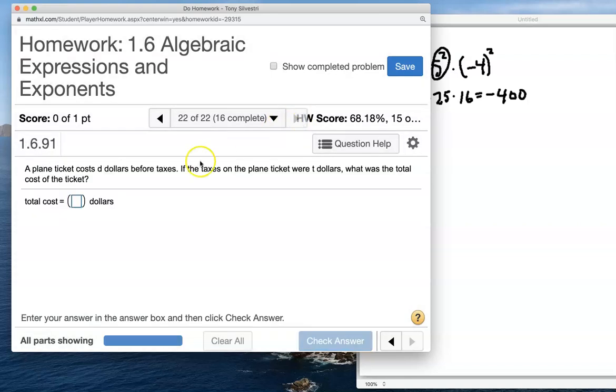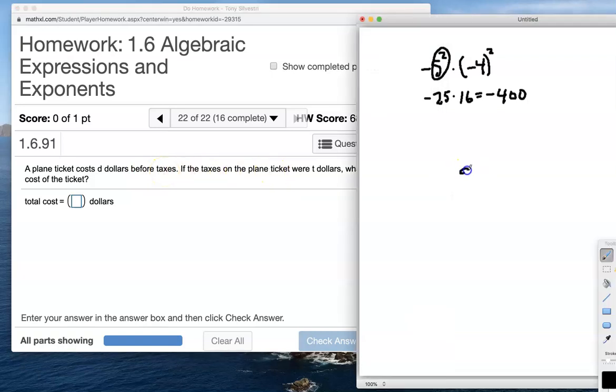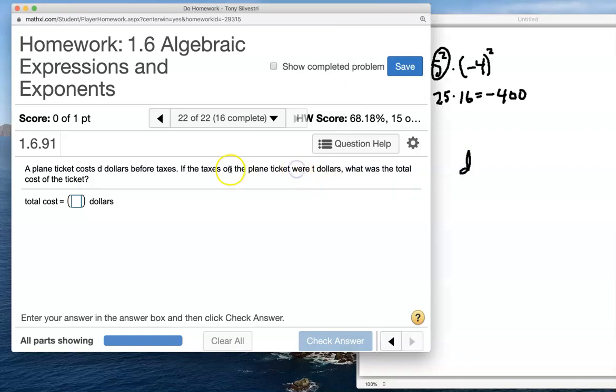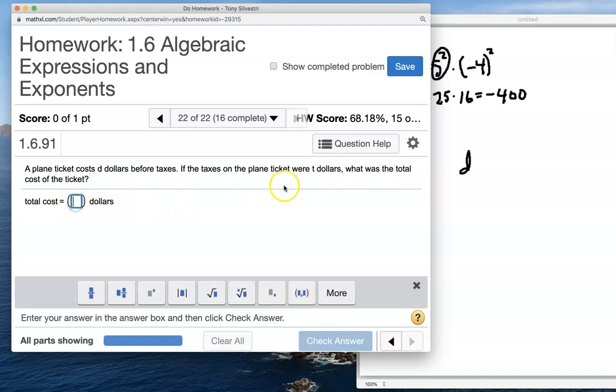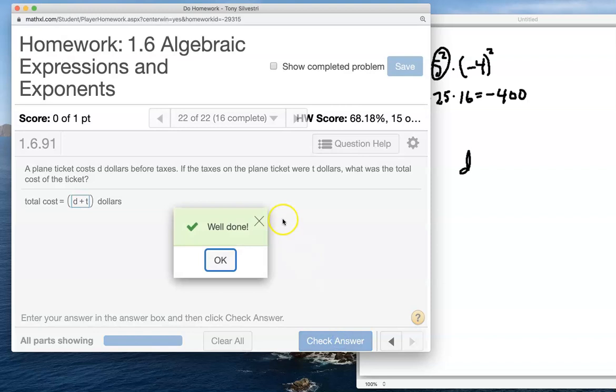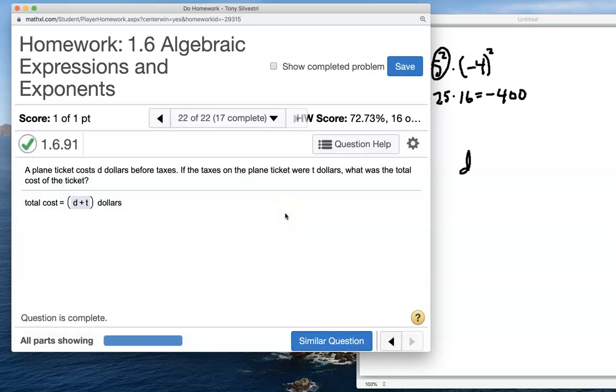You've been warned. A plane ticket costs D dollars before taxes. So I'll put the D right there. D dollars before taxes. If the taxes on the plane ticket were T dollars, what's the total? Geez, I thought it would be harder than that. What you're paying is D plus the taxes. That's okay. I thought there would be more to it than that. And that's it. So that's it for that section. We'll see you in 1.7.